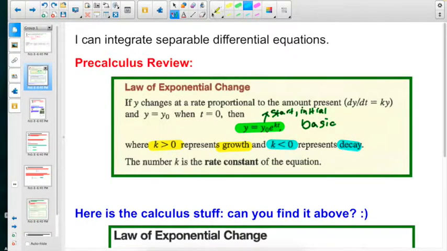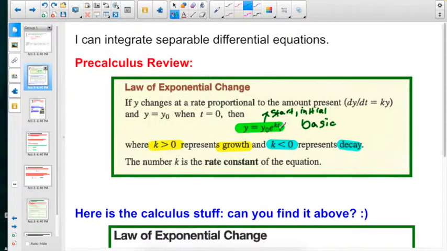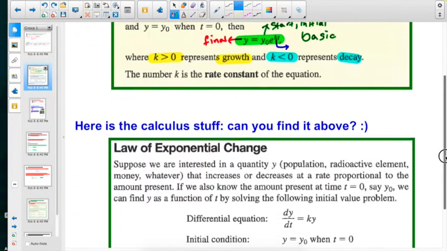So that is this value right here. The value in the exponent there, that determines our growth and our decay. And then we have a final value here of y. So that's our final value there. And so if you notice, that was all pre-calculus. We learned that all in pre-calculus.